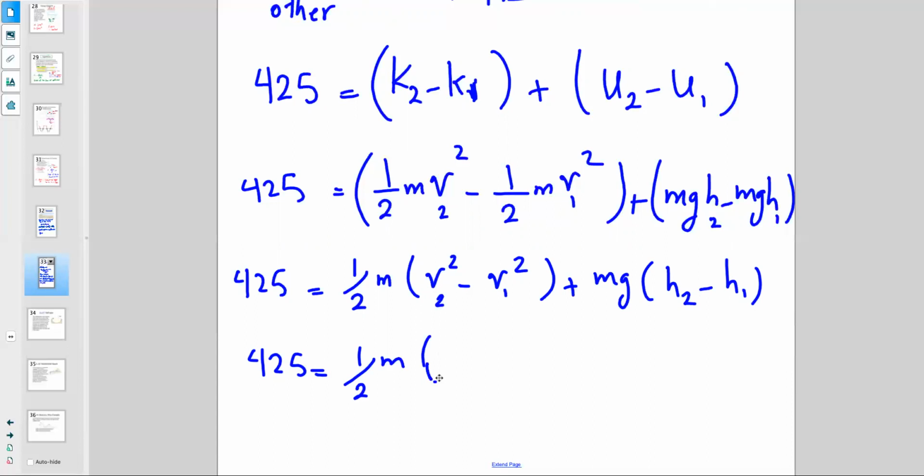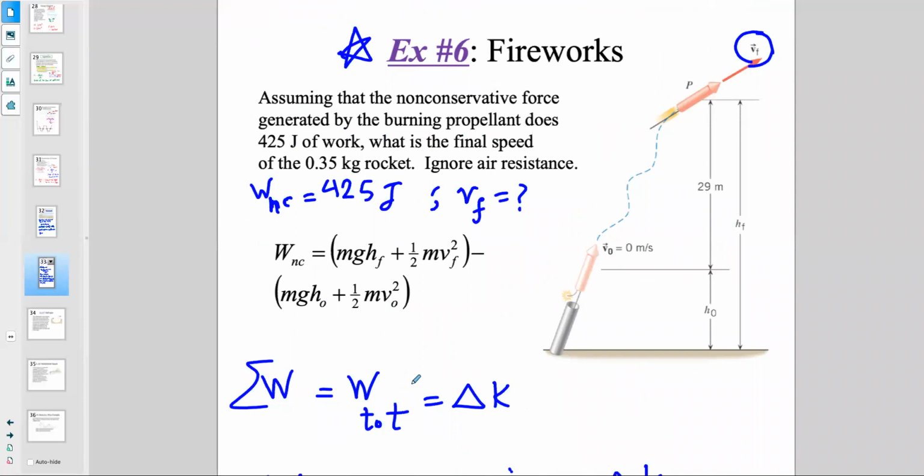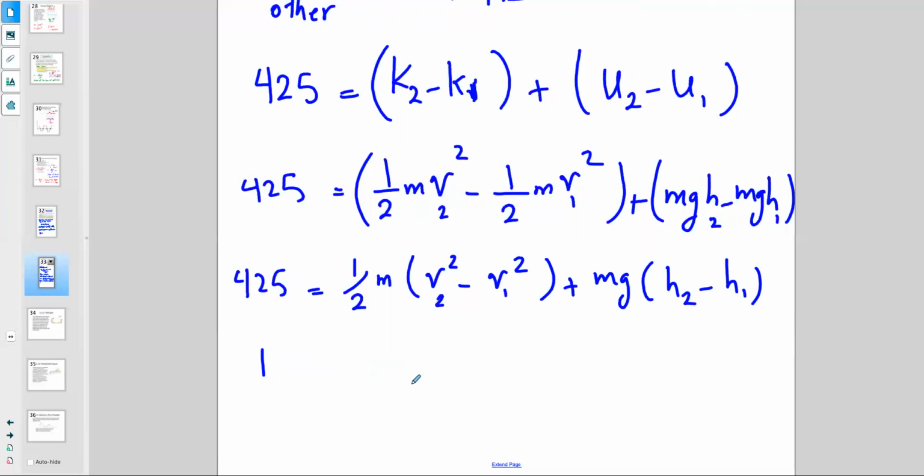V final is missing. We don't really know what it is. Do we have any information about the rocket mass? Yes, it's 0.35. So rocket mass is 0.35. So I have half 0.35 kilogram V of final squared minus V of initial, which is given. V initial is zero. Okay, so this guy is completely zero. That means it is actually very good for us.